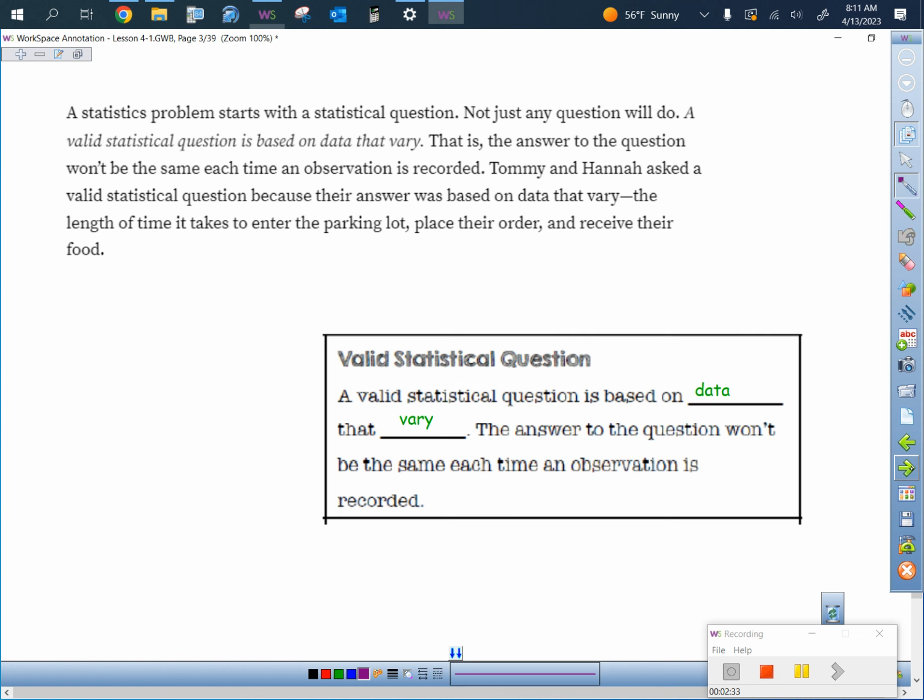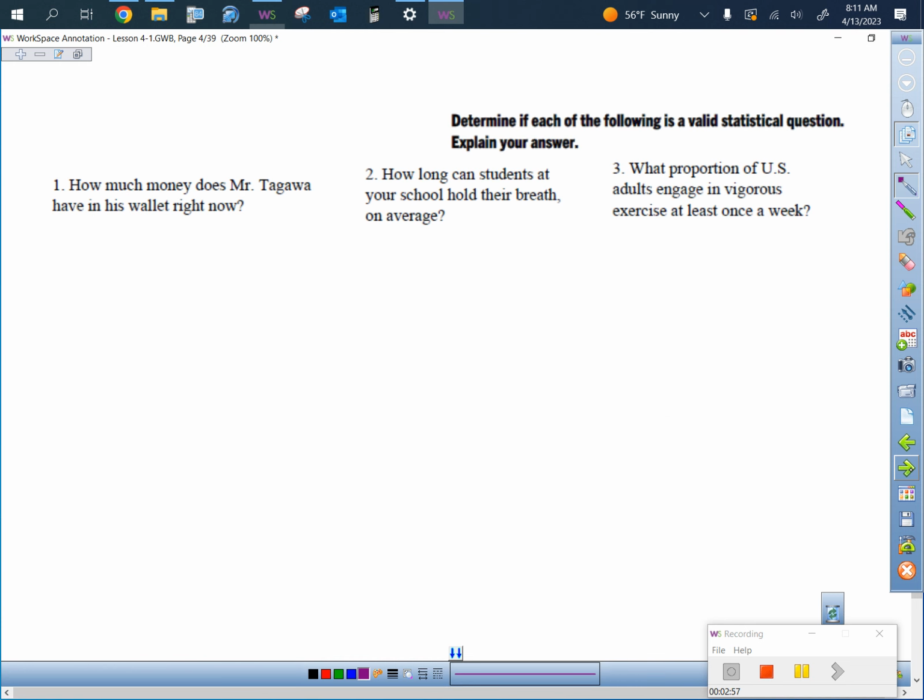So, all right, here we go. What's a valid statistical question? It's based on data that vary. If you are asking a question, the way that it's called valid, and this will be a lot of homework questions today, is if it's based on any kind of data that can vary. The answer to the question won't be the same each time an observation is recorded. So let's do quite a few examples here.